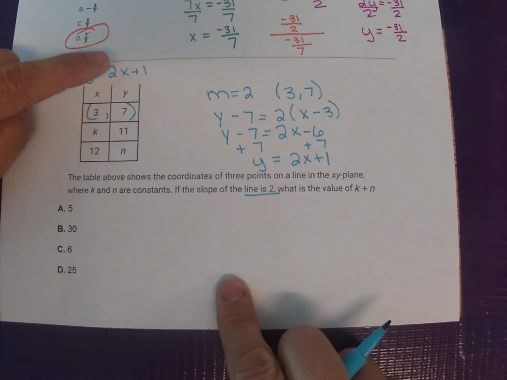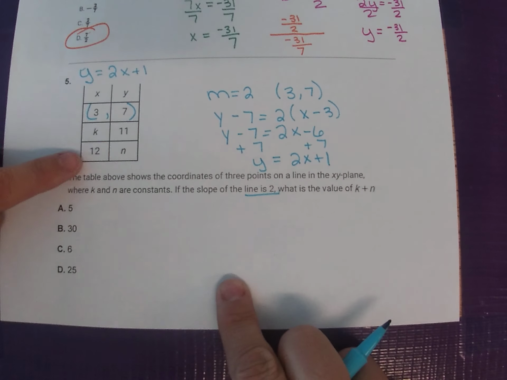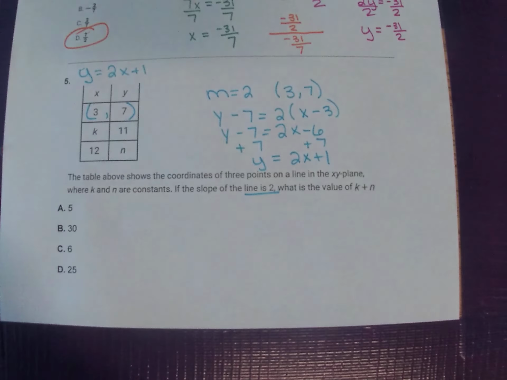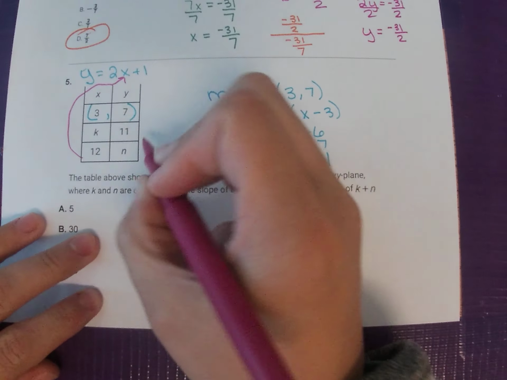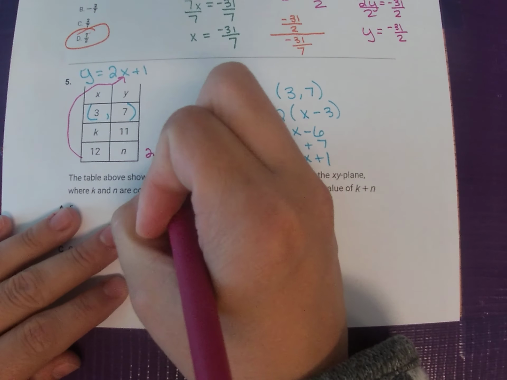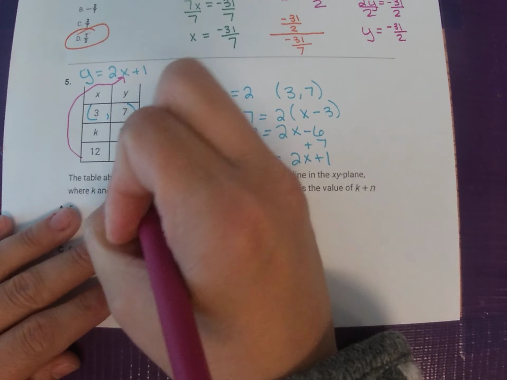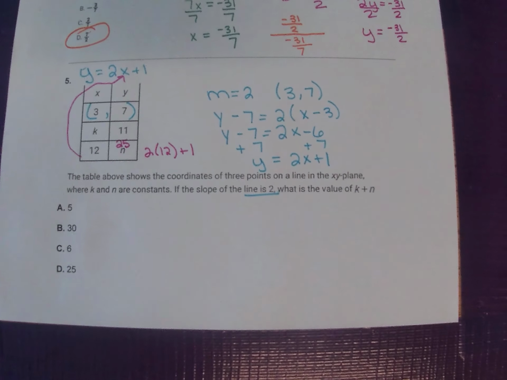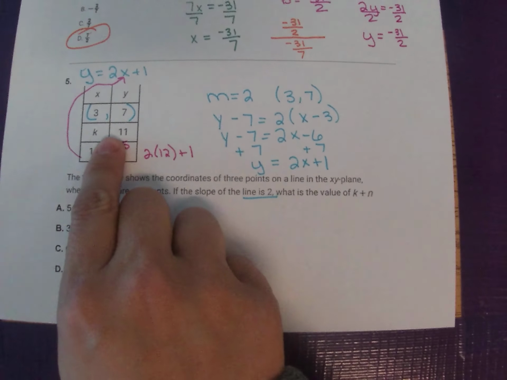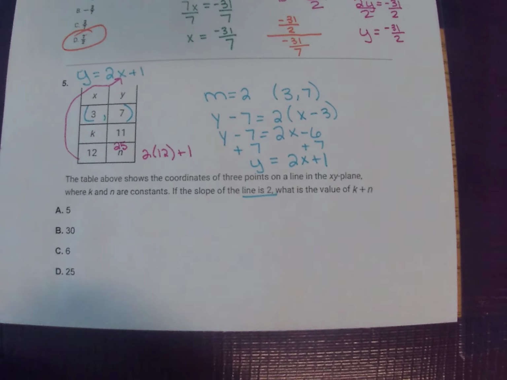So when I plug in 3, I get out 7. When I plug in 12 for x, I need 2 times 12, which is 24, plus 1, that gives me out 25. Now this one's a little bit sneakier because I have to go backwards.